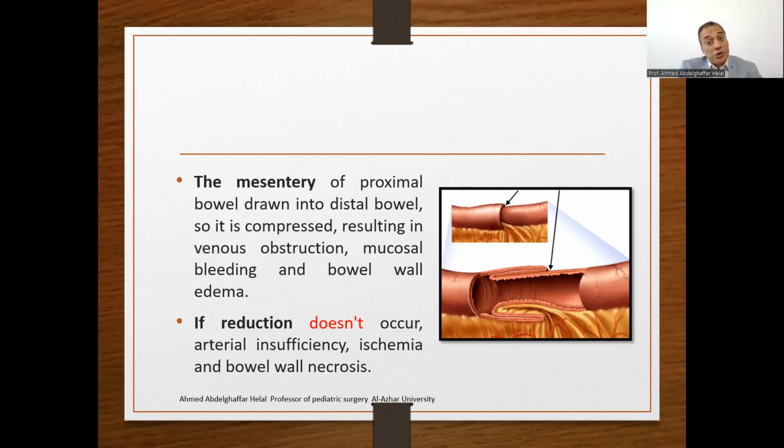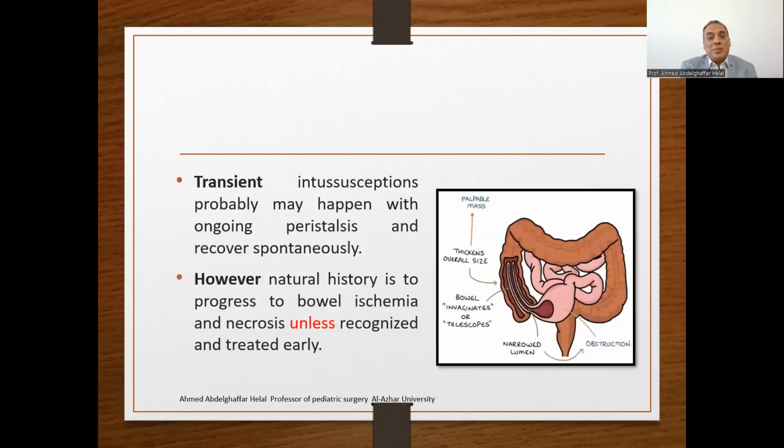So it's very important for the pediatric surgeon and pediatrician to have early recognition, early diagnosis, and early attempt or trials at reduction to save the intestine of the baby or the child. It's very important, as the pathophysiology will include venous obstruction followed by arterial obstruction and ischemia.